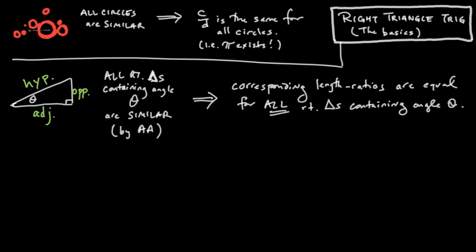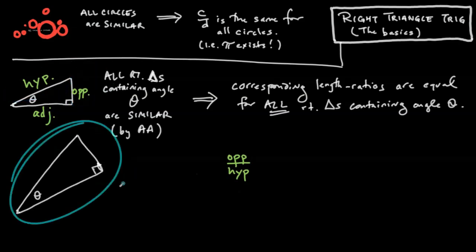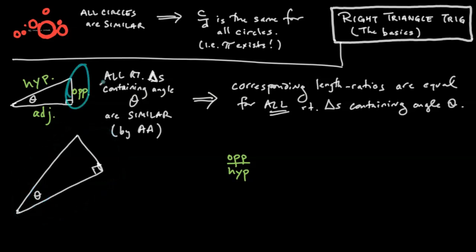Anyway, if we consider our right triangle containing the acute angle theta, then considering everything relative to theta, there are three lengths of interest: the hypotenuse, the opposite leg, and the adjacent leg. And we could consider the ratio of any one of those three sides to any one of the two others. For example, we could consider this ratio, the opposite to the hypotenuse, this length to this length. If we have any other right triangle with the given angle theta, then that ratio, opposite to hypotenuse, is the same on the one triangle as it is on the other.